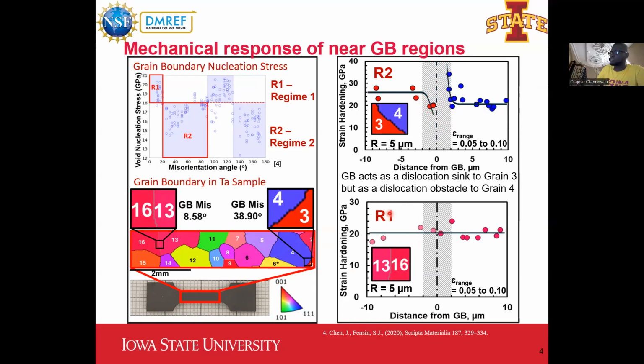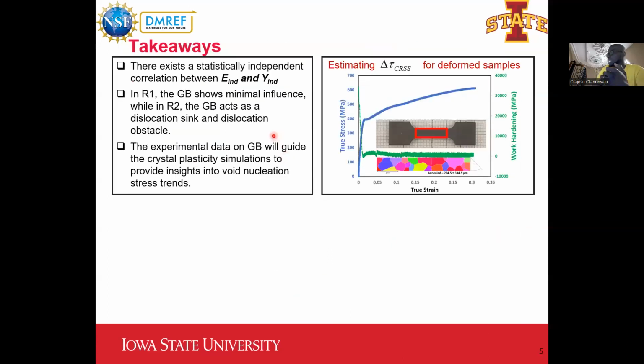But when we consider regime 1, we could not establish any significant trend. So in conclusion, we see that there is a significant correlation between our indentation modulus and our indentation yield stress. In regime 1, we could only see a minimal influence of the grain boundary on the indentation strain hardening as you approach the grain boundary. But in regime 2, we can see that it either acts as a dislocation sink or a dislocation obstacle.